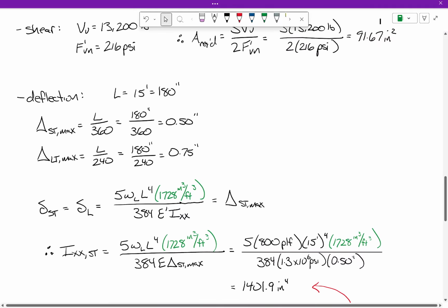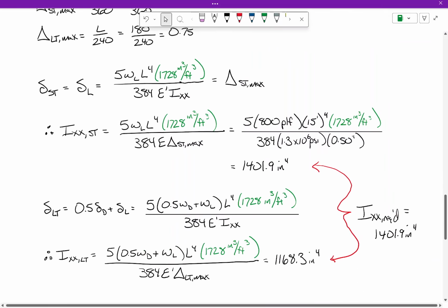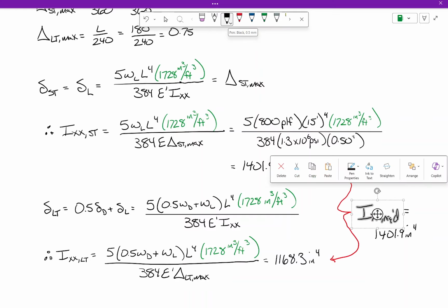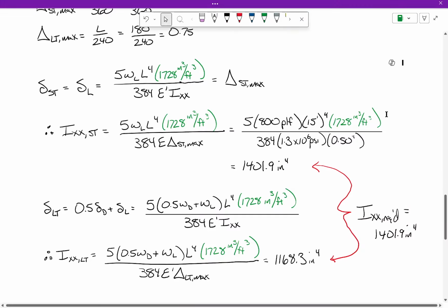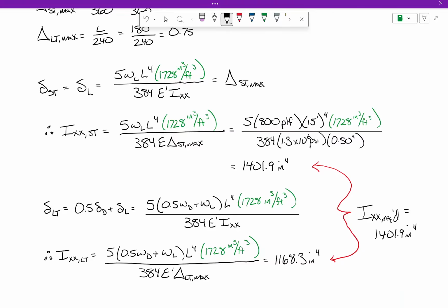So we get that as 1401.9 inches to the 4th. Then we do the same thing for the long-term deflections. That part gets a little bit tricky. Again, keep in mind this shortcut right here, where we just combine the dead load and the live load into this one big 5WL to the 4th over 384 EI expression. That's fine if it's distributed loads, and for the homework assignment, it's not. So you're going to have an expression for the dead load and an expression for the live load. You're going to have to set those equal to the short-term or the long-term deflection limit and solve.